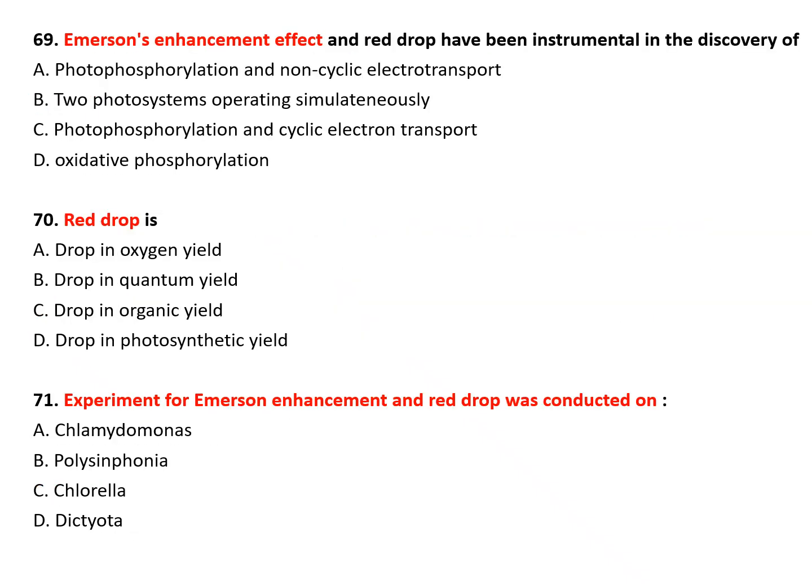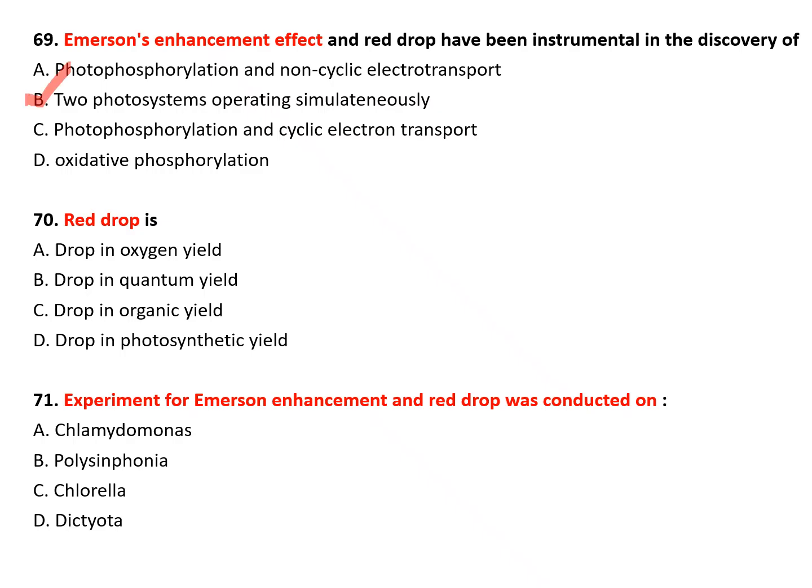The next question, number 69. Emerson's enhancement effect and red drop have been instrumental in the discovery of option A photophosphorylation and non-cyclic electron transport, option B two photosystems operating simultaneously, option C photophosphorylation and cyclic electron transport, option D oxidative phosphorylation. The correct answer is option B, two photosystems operating simultaneously.